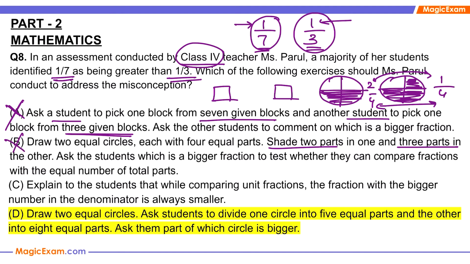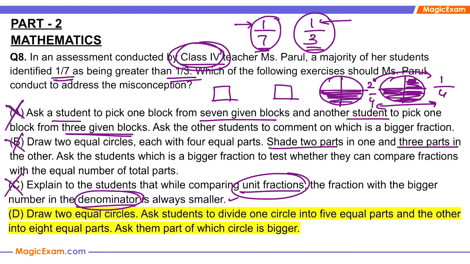Option C says, explain to the students that while comparing unit fractions, the fraction with a bigger number in the denominator is always smaller. This is a correct statement. And this would probably have worked if we were dealing with elder children. But here we are dealing with class 4 children who are very young. So they are not even able to understand the concept of fractions. If we start talking to them about numerator and denominator and unit fractions, then obviously it is going to confuse them further. Therefore, this exercise will also not work, even though the statement is correct.